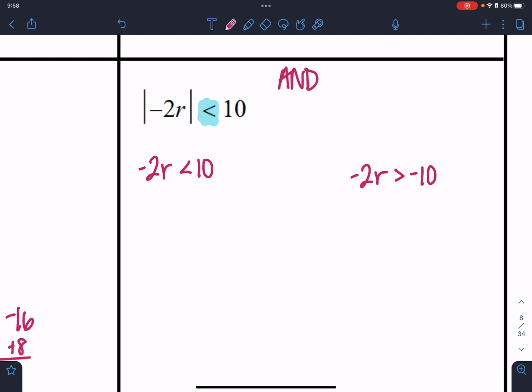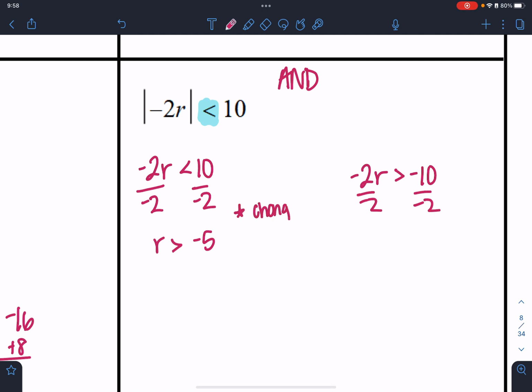So then I'm just solving this like normal. So I can divide by negative 2. So I have r less than or equal to 10 divided by negative 2 is negative 5. And then, since I divided by a negative, I'm going to change my sign. That's why I also picked this one. So remember, and we can maybe make a note there, we're going to change the sign when we divide or multiply by a negative. So then here I have r, change my sign because I divided by a negative, 5.